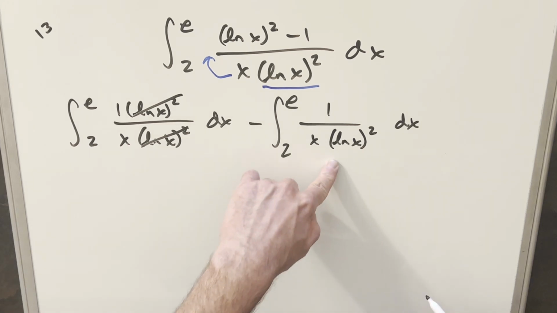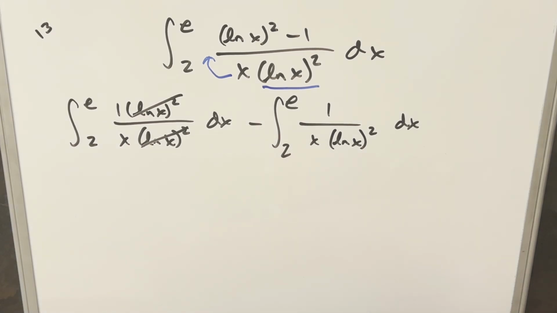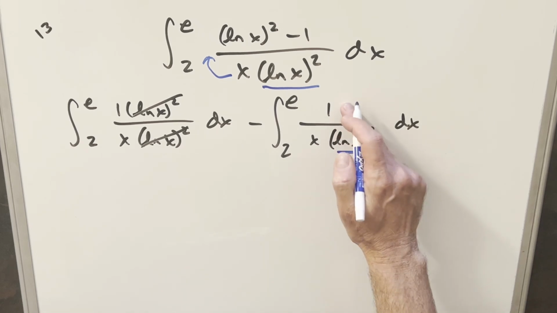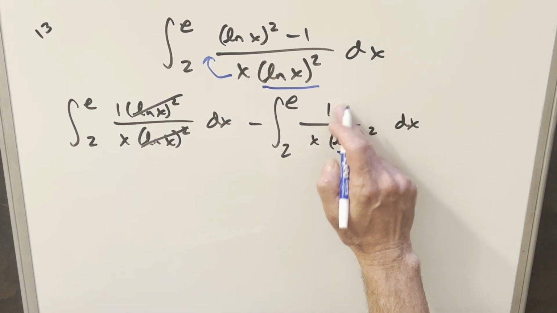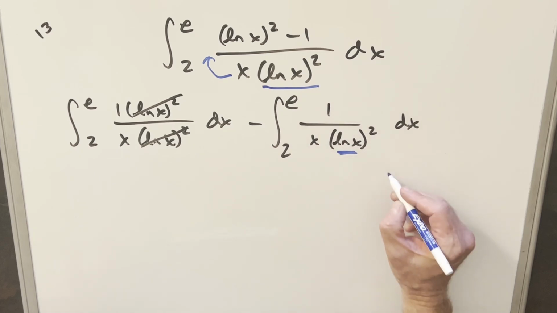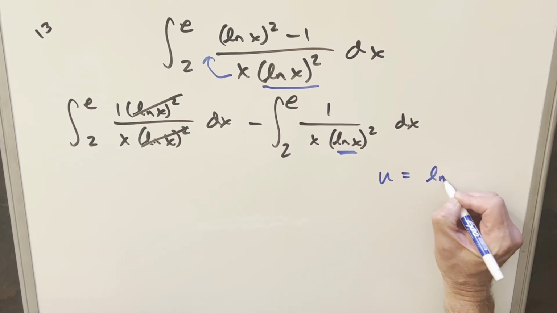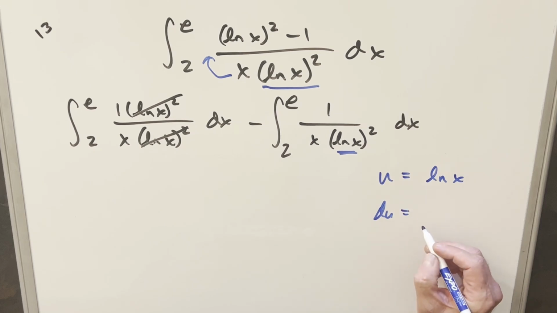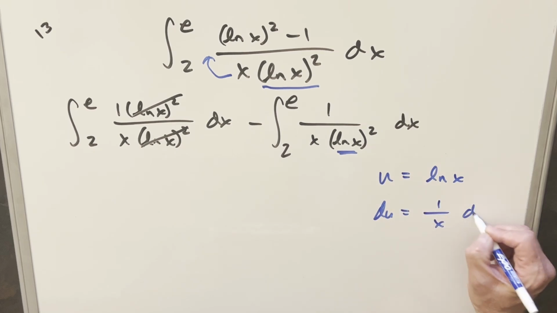This one over here is a little more complicated, but it's not too bad, because if we do a u substitution on natural log x, the derivative of natural log x is just 1 over x dx, which we have right here. So this is gonna work pretty nice. We'll do u equal to ln x, take a derivative, and we have du equals 1 over x dx.